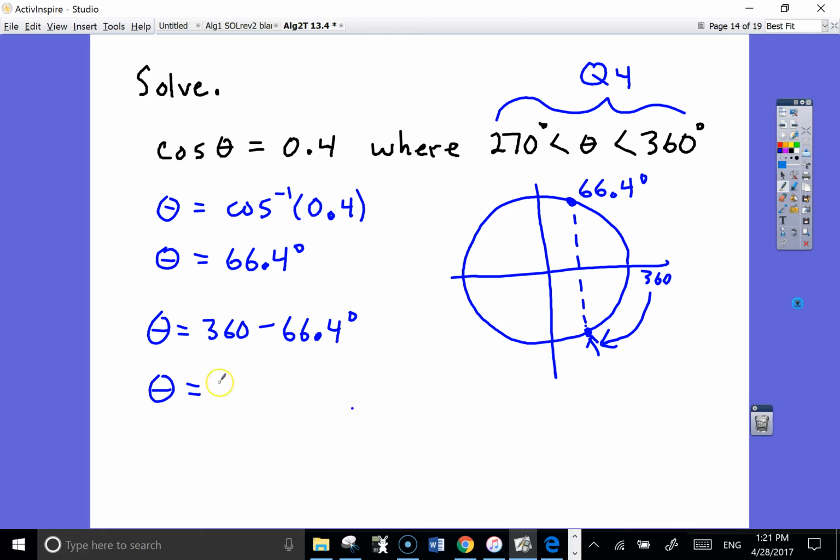Theta equals 293.6 degrees. Again, check it. Cosine of 293.6 is 0.4. So it works. Okay, here's your try for cosine.